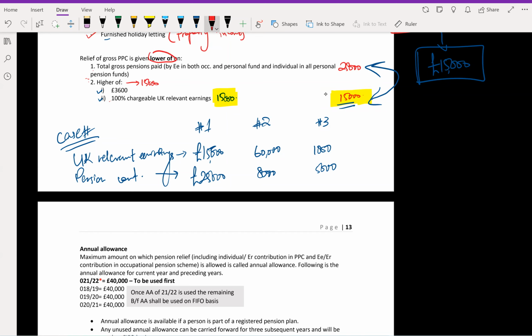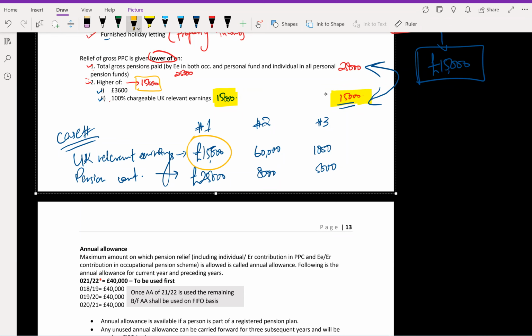You look at the pension contributions. Pension contributions are 25,000, right? So the answer to one is 25,000. Answer to two is 15,000. You take the lower of the two, which makes 15,000 as the answer, making this the amount of relief. Therefore, 15,000 for you. The UK relevant earnings become the lower off.